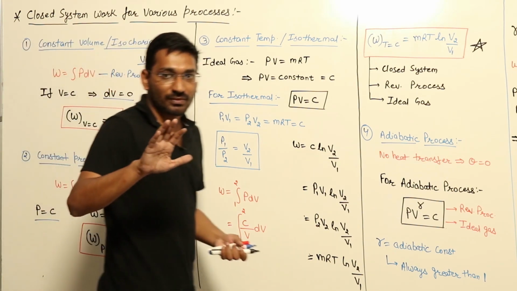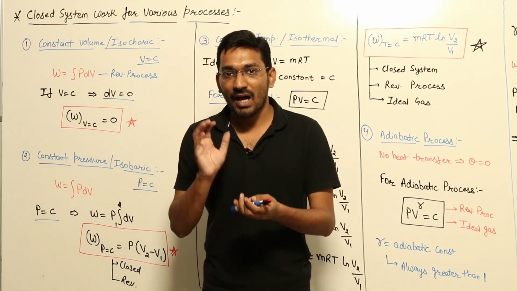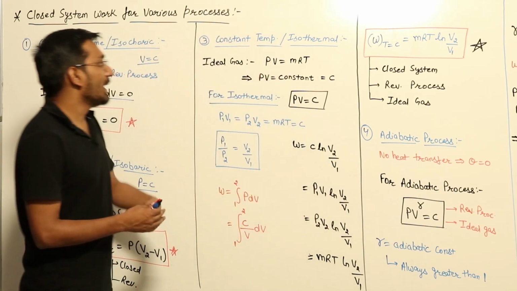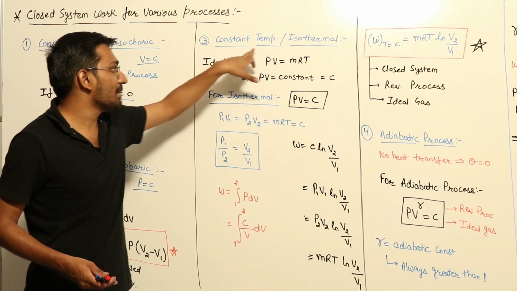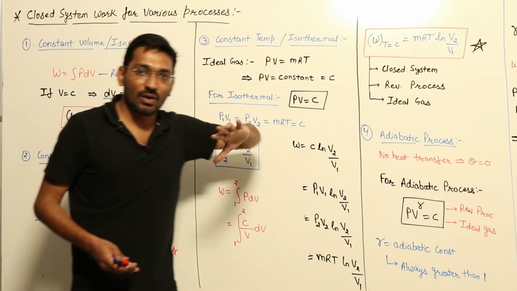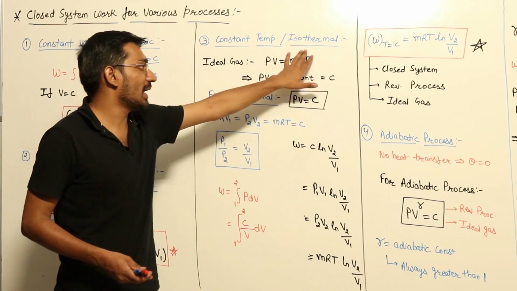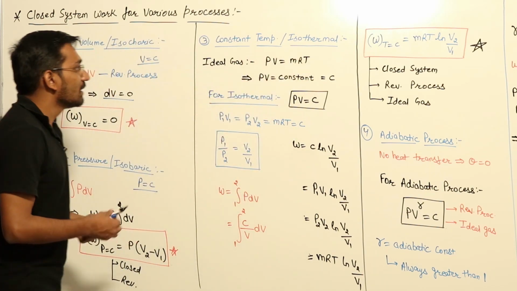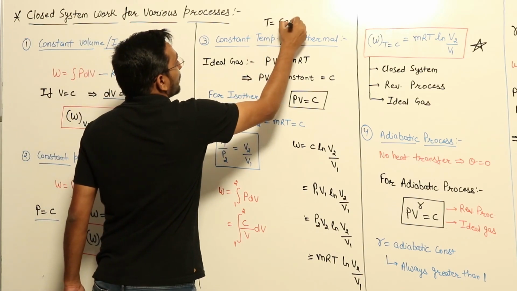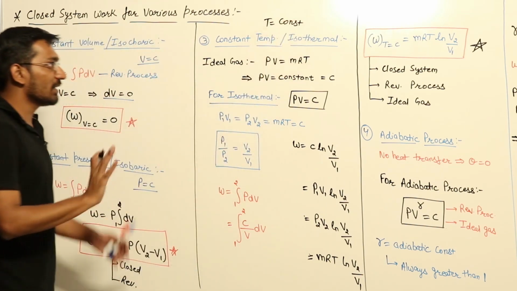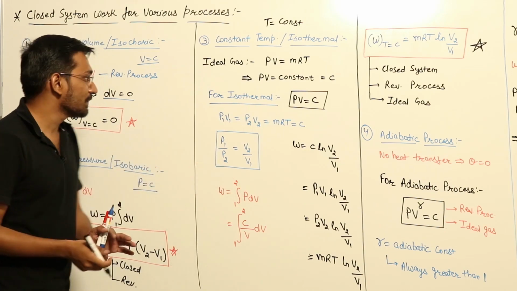Now our third process is the isothermal process. An isothermal process is a process in which the temperature is constant. It is known as a constant temperature process. In an isothermal process, the temperature will remain constant throughout the process.